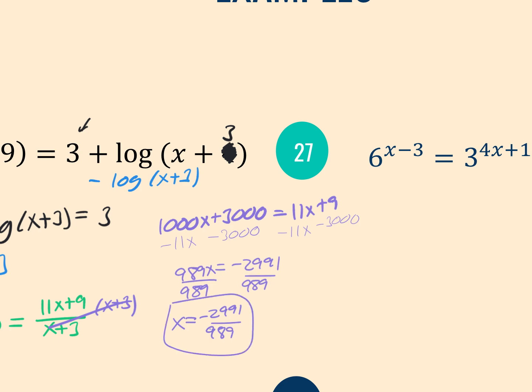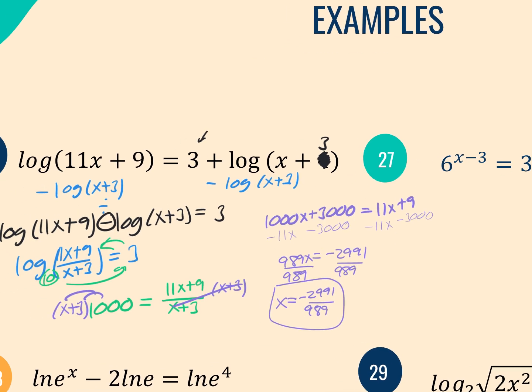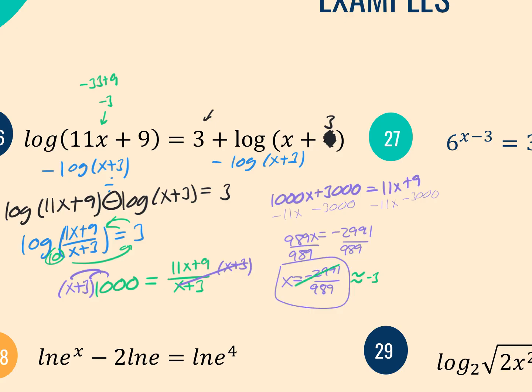So what you would have to do now, unfortunately, is check and make sure that it is a valid solution. To do that, let's just say this is a no calculator section, which I don't anticipate these kinds of problems will be. You would have to estimate this. I know that 2,991 is close to 3,000 and 989 is close to 1,000, so this is approximately -3. If I plug approximately -3 into that x, we're going to get -33 plus 9, and that's a negative number. So all that work that we did to get this answer, it doesn't work. This is actually a no solution.